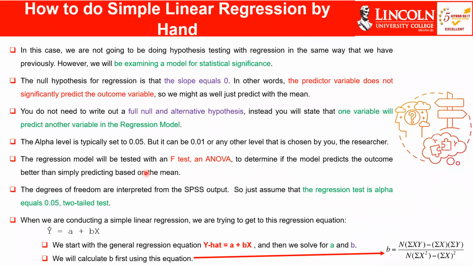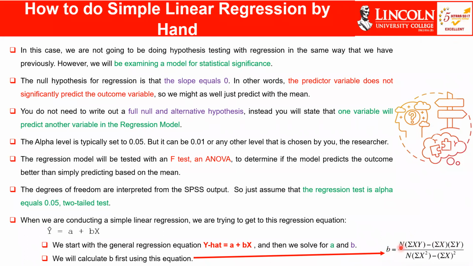Now, when we are conducting a simple linear regression, we are trying to get to this regression equation, which is y hat is equal to a plus bx. So to do this, we start with the general regression equation, which is what we just stated here, and then we solve for a and b. We will calculate the b first using this equation. This is the formula for calculating the b.